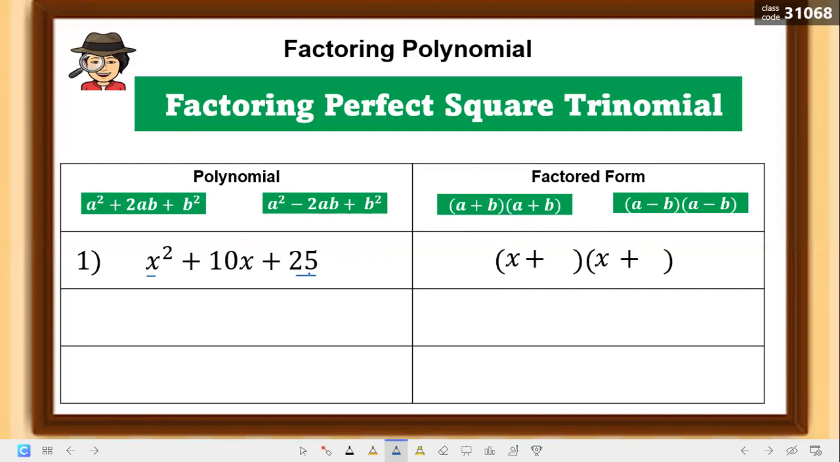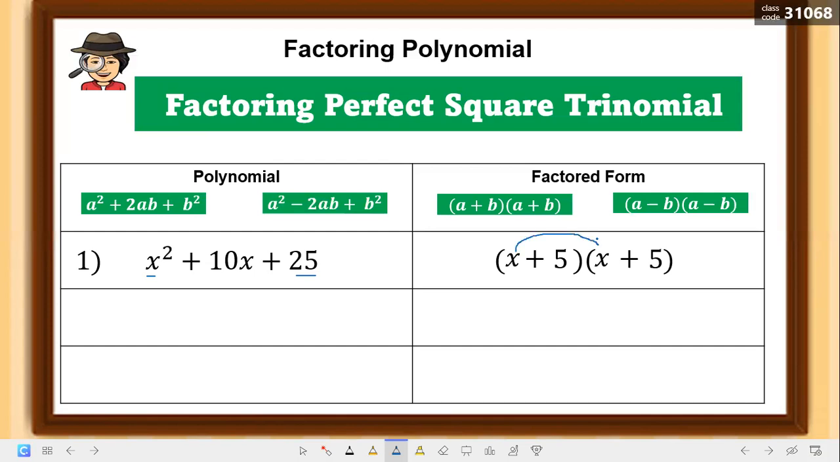Then, tignan mo yung last term. Sa last term po, ano yung square root ni 25? Fedora. 5 po. Very good. So, di ba? Napakadali lang siya, basta alam niyo yung pattern. So, i-check nga natin kung babalik ba doon sa trinomial na to or PST.